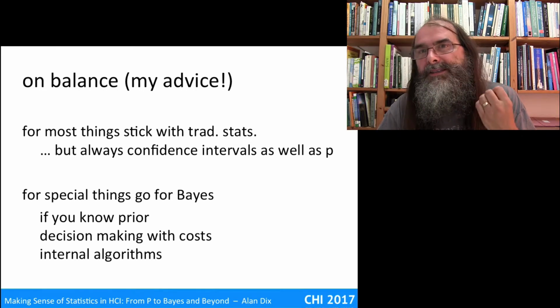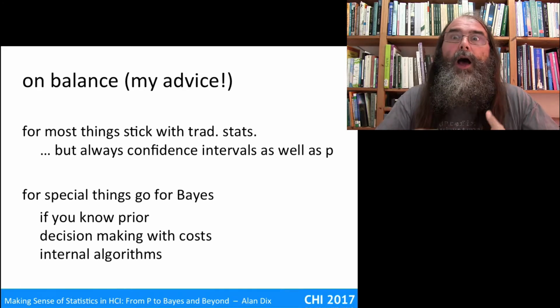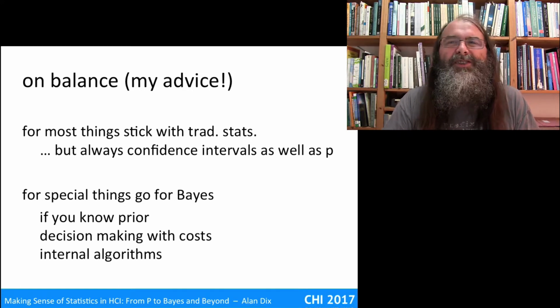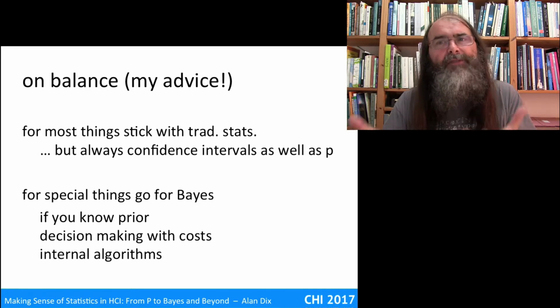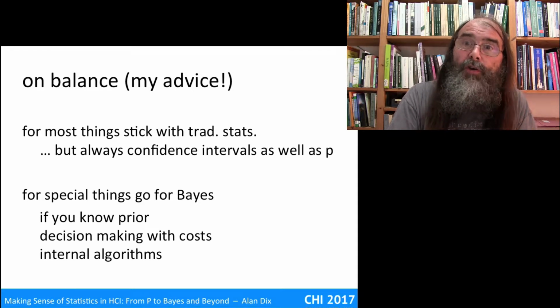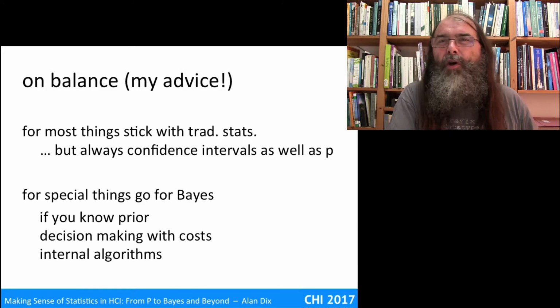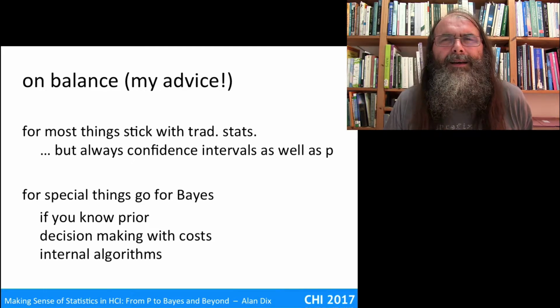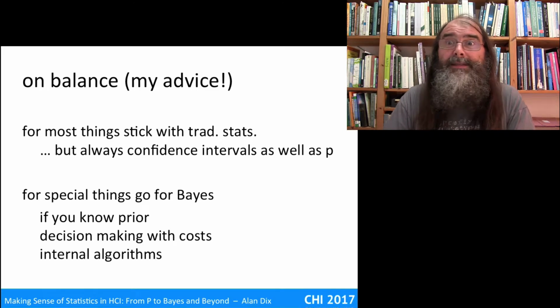However, there's a series of times when Bayesian statistics are not just a good alternative, but are actually the best alternative. They're in some sense the only sensible thing to do. So for instance, if you know the prior, if you have some really solid knowledge about the prior likelihood of certain things being true, then not using that is silly. So where you have a solid prior, using Bayesian stats is absolutely the right approach.